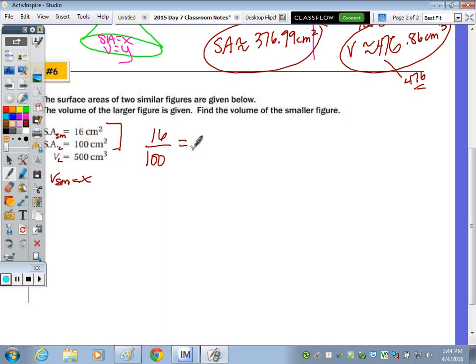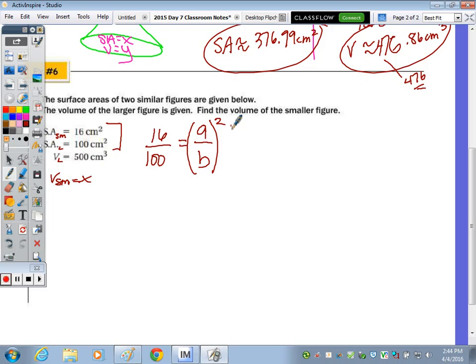But from this, do you want to compare small and large, or large to small? So small to large, 16 over 100 is equal to, I'm not going to use x because that's what I'm using for the volume of the smaller figure. So it's going to be 16 over 100 equals, I'm going to just use A over B. Now, are they the same? So this is the surface areas. How did I get the surface areas? I was supposed to do what here? Square it. Are those perfect squares now? Yeah. But if you reduced it, what would you get?